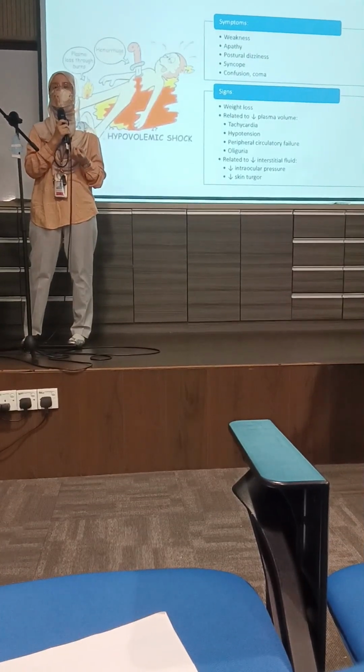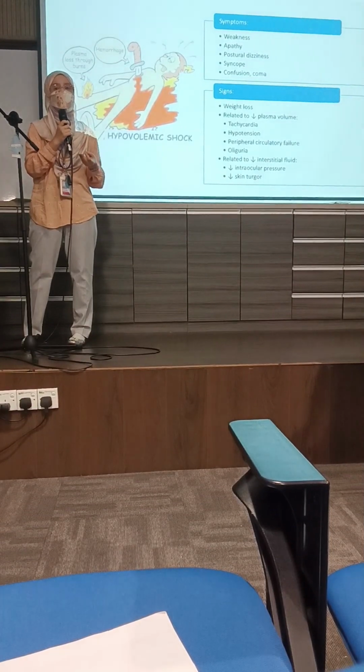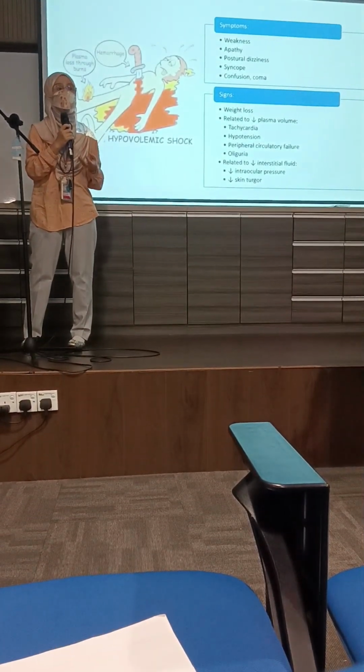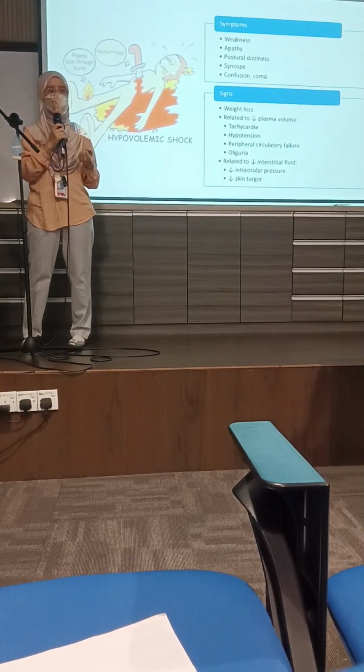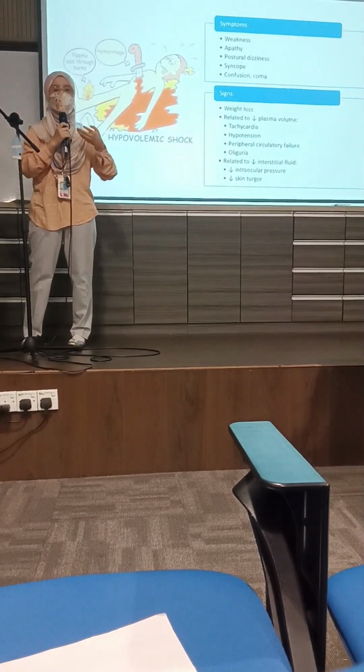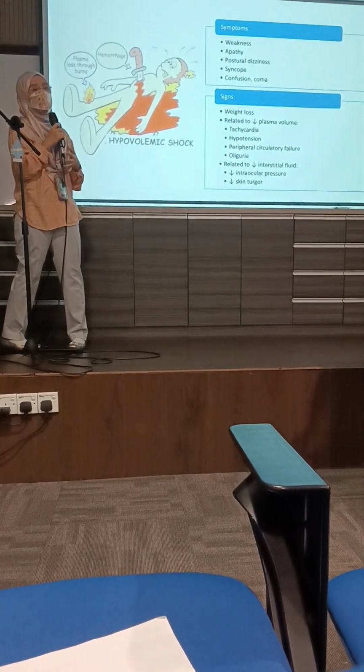Why oliguria? Oliguria means less urine. It happens because the body tries to compensate. The lost fluid is reabsorbed back into the circulation. So you can get oliguria and reduced ketoacidosis.